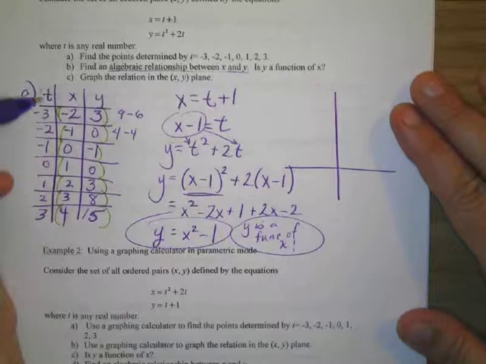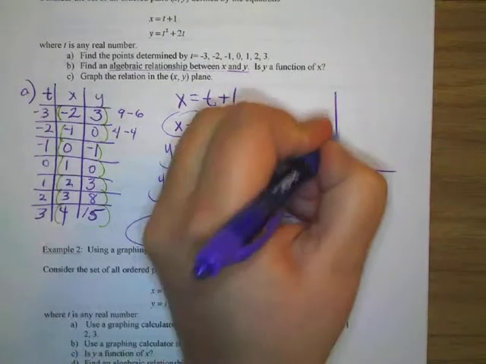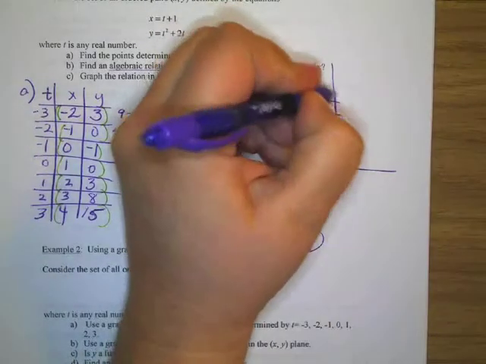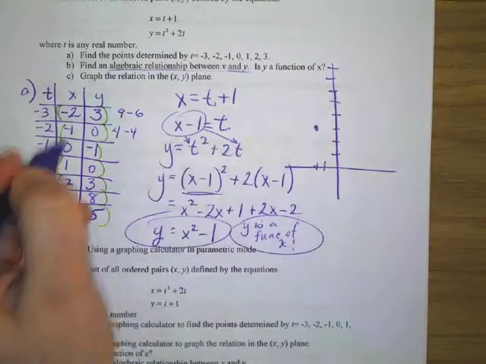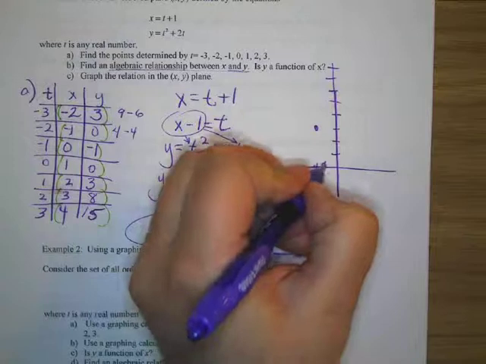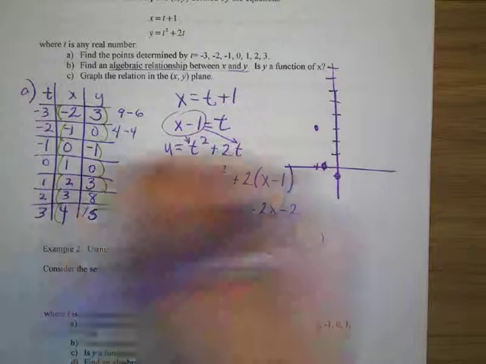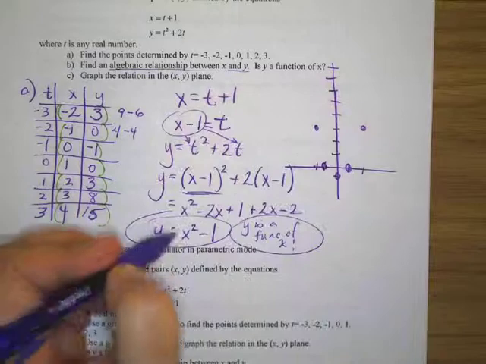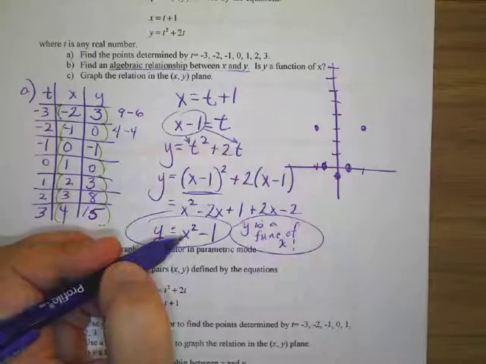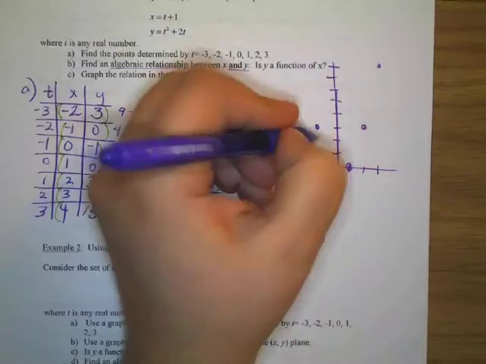Now, am I going to plot anything to do with the t? No, just the x and the y. So negative 2, 3. And then negative 1, 0. Then 0, negative 1. And 1, 0. What shape is it making? A parabola, which we should expect because we have a square in there. And I understand that I'm not going to be able to do the 4 and the 15, and I'm okay with that.